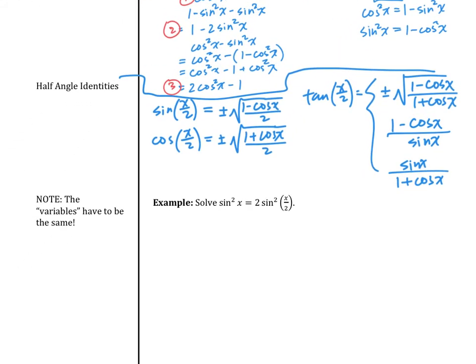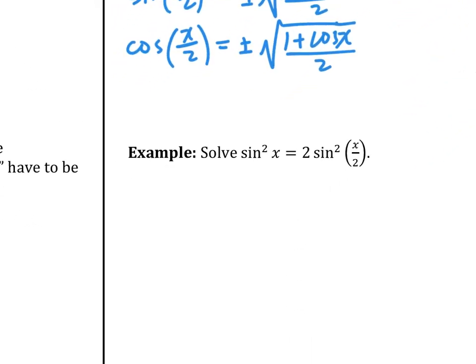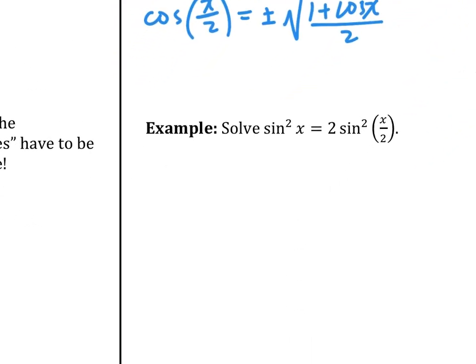All right, so we're going to spend a lot of time learning how to solve equations that contain these half angle or double angle formulas. For example, this one: sine square x equals 2 sine square x over 2.